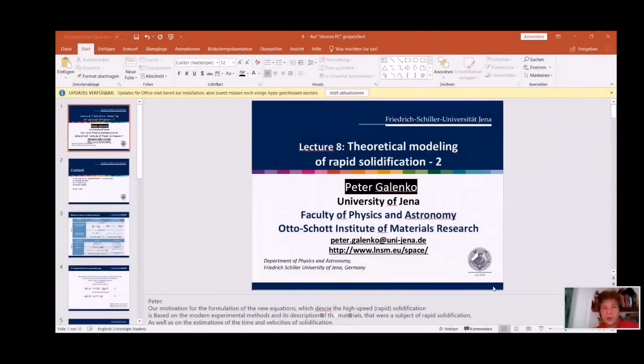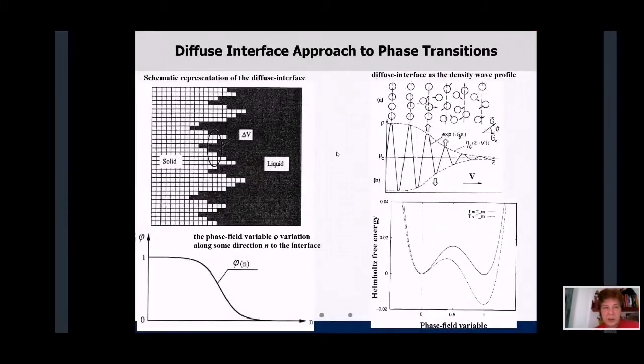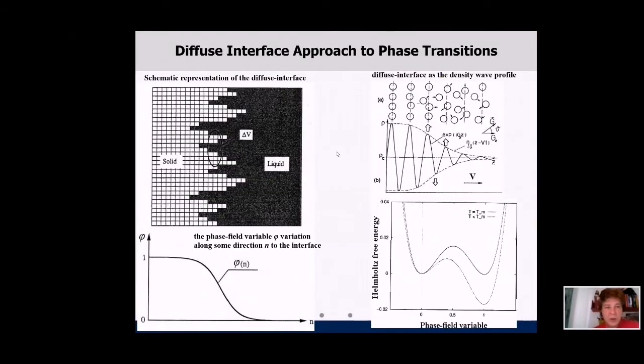At this point we discussed the so-called diffuse interface approach. So once again, there is a sharp interface approach to modeling, and there is a diffuse interface approach to modeling. What is the difference? The difference is in the thickness of the interface.